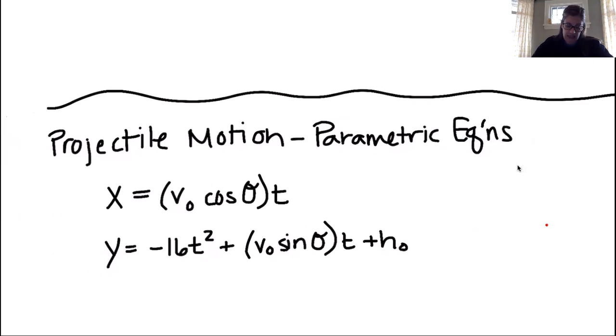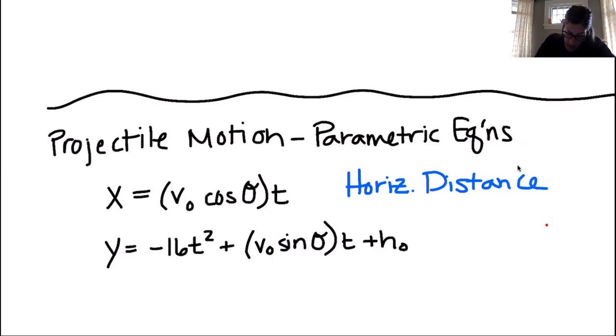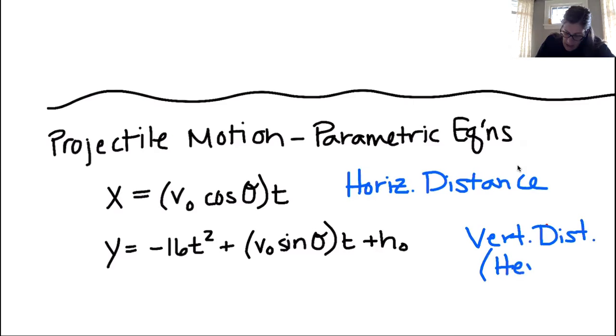Notice in these two equations, of course, you have your X and your Y. The X equation is going to be your horizontal distance. So if you're interested in how far something goes, you're going to want to know about the X equation. And the Y equation is going to be used for your vertical distance. You might like to think about the Y equation as the height of the object.